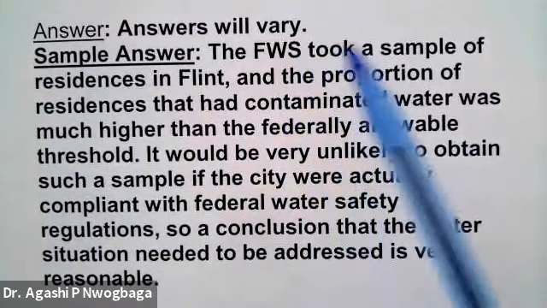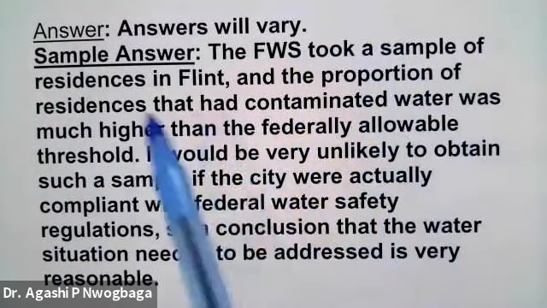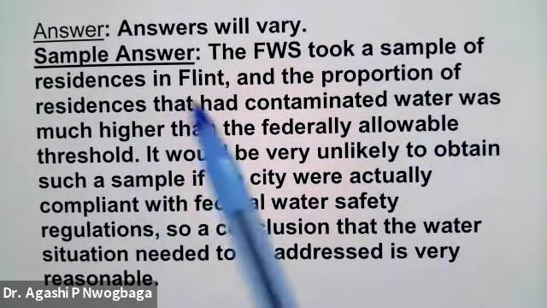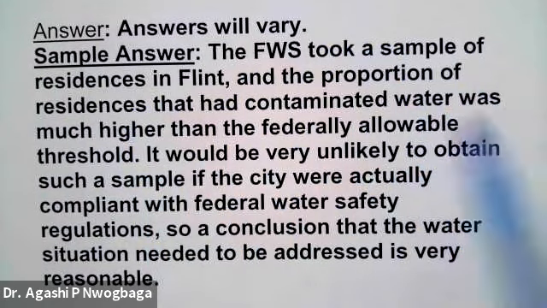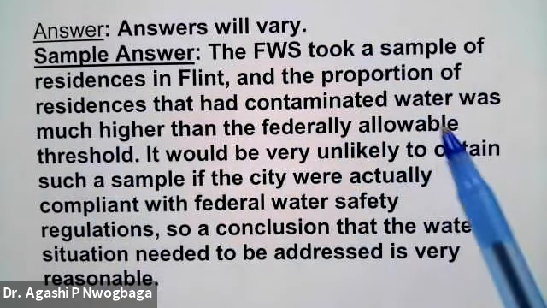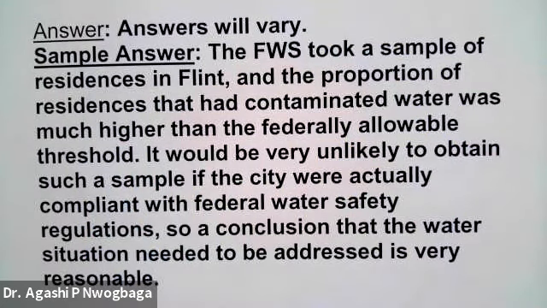The Flint water study, FWS, took a sample of residences in Flint, and the proportion of residences that had contaminated water was much higher than the federally allowable threshold. It would be very unlikely to obtain such a sample if the city were actually compliant with federal water safety regulations. So, the conclusion that the water situation needed to be addressed is very reasonable. That is it. That's the end of lesson 11A.